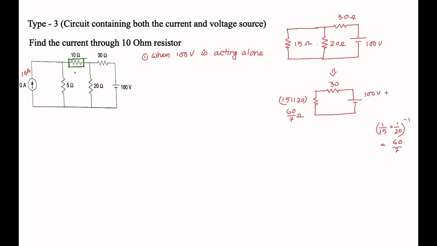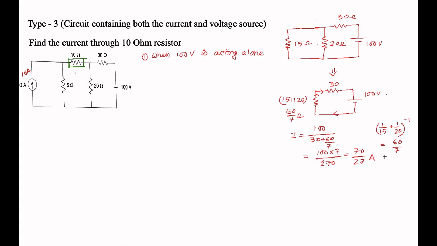Now what is I? The I supplied by the source is I equals V by R. V is the 100 volt and R is 30 plus 60 by 7. That means 100 into 7 by 270, that means 70 by 27 ampere. Okay, 70 by 27 ampere. Now what should we do?